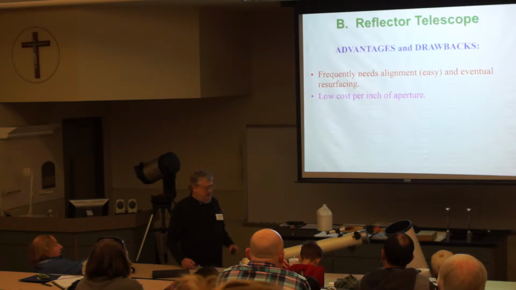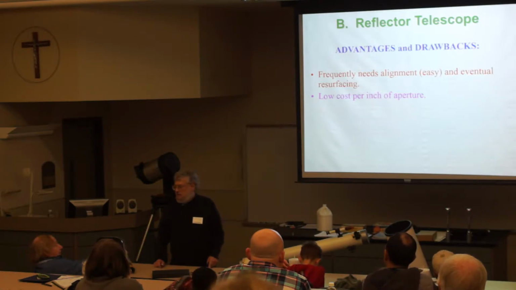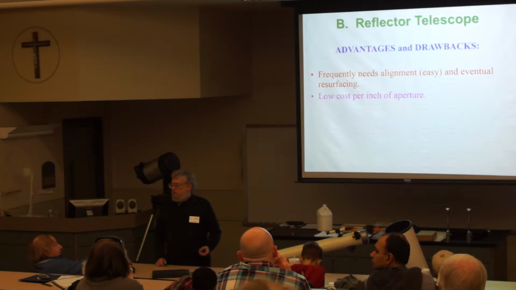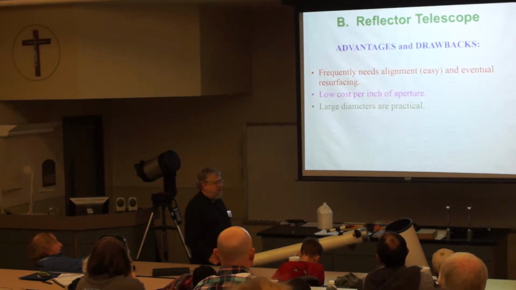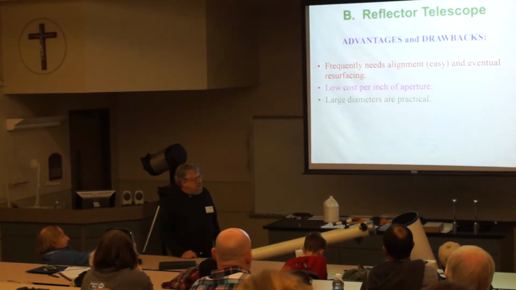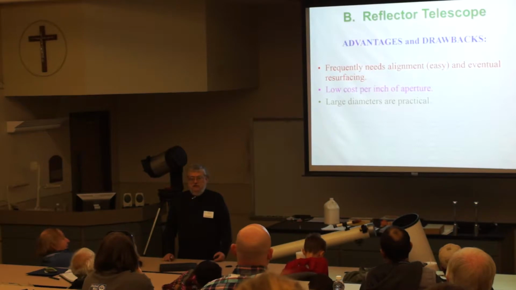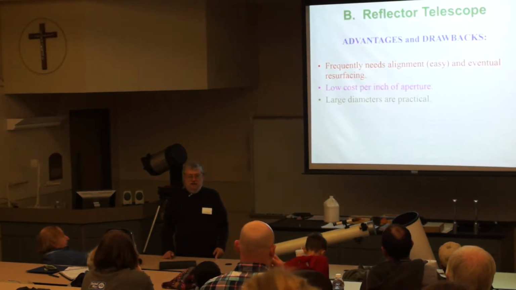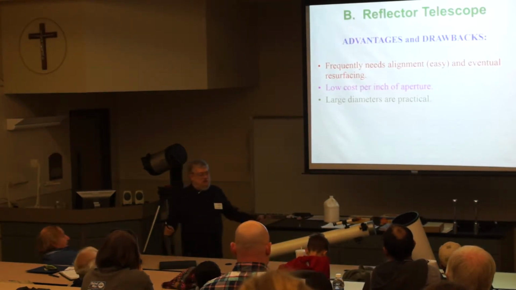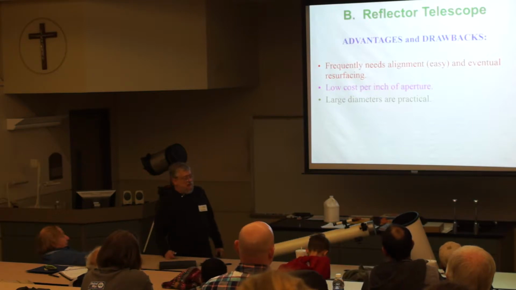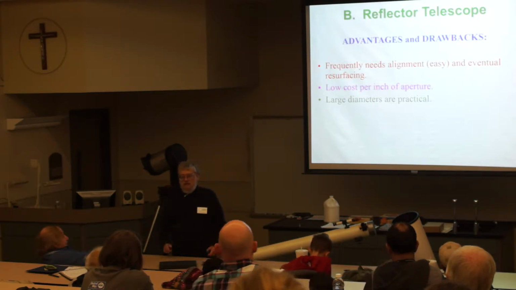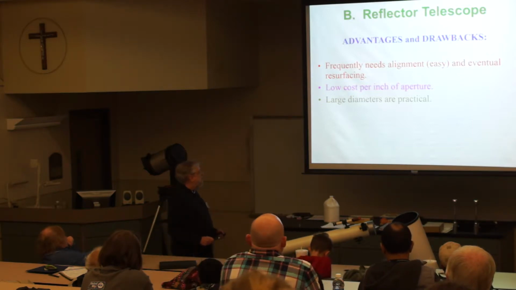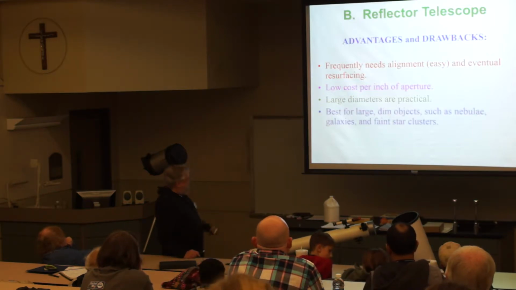You can get a good size reflector for about the same amount of money as a rather small refractor because of the less work involved in building it. And it's easy to make large diameters. The best diameter is the biggest one that you can afford and can carry around, because you can make one and buy one for a reasonable amount of money that's bigger than you can carry. So you need to keep that in mind when you're selecting a telescope.